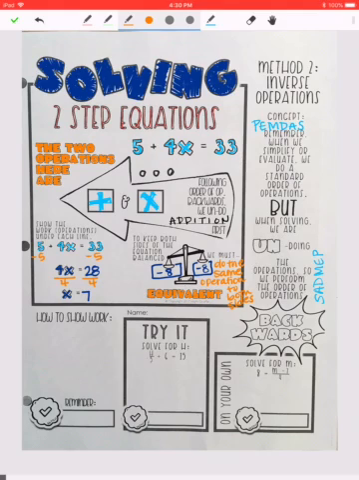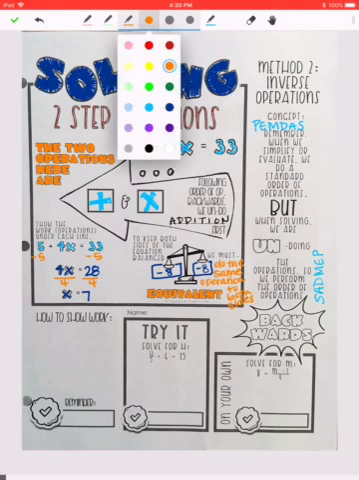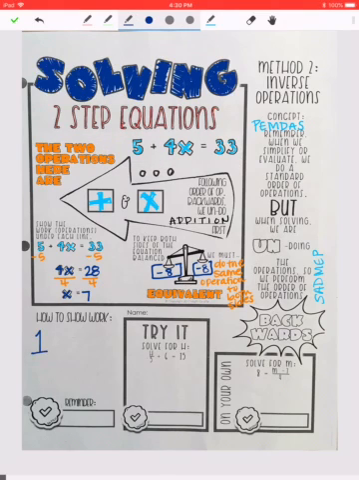So how to show work, you're going to do one step per row. And you're going to show operations under both sides. Okay, so let's try.